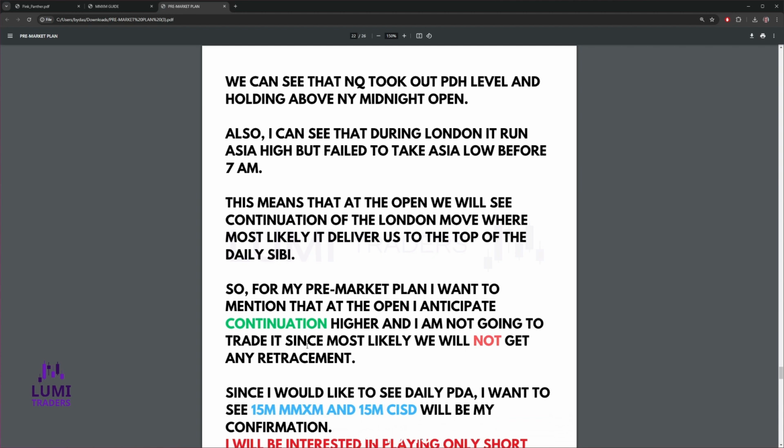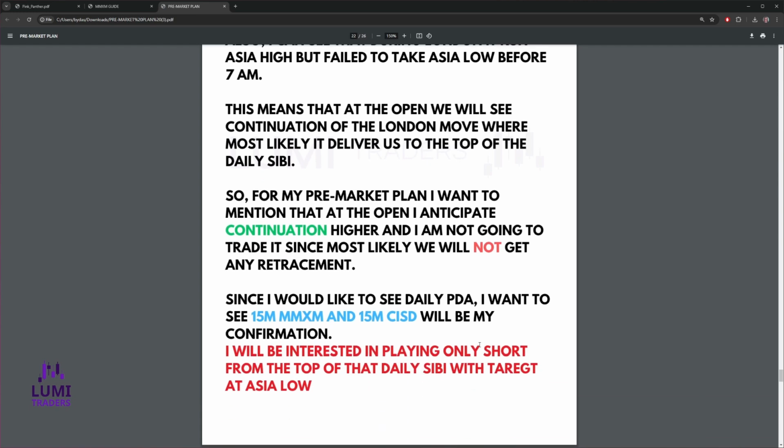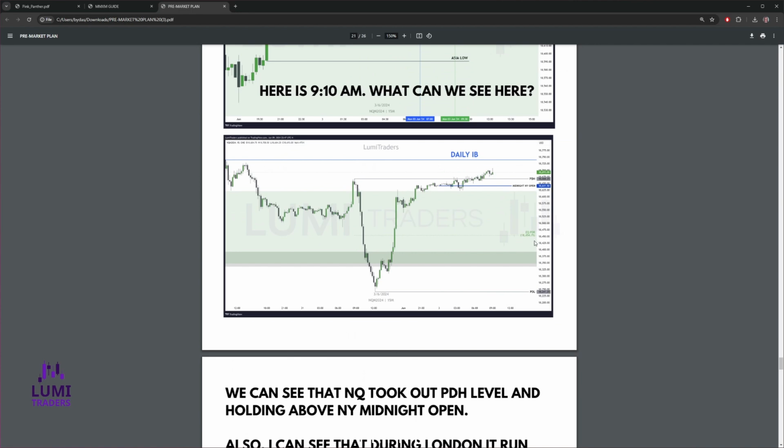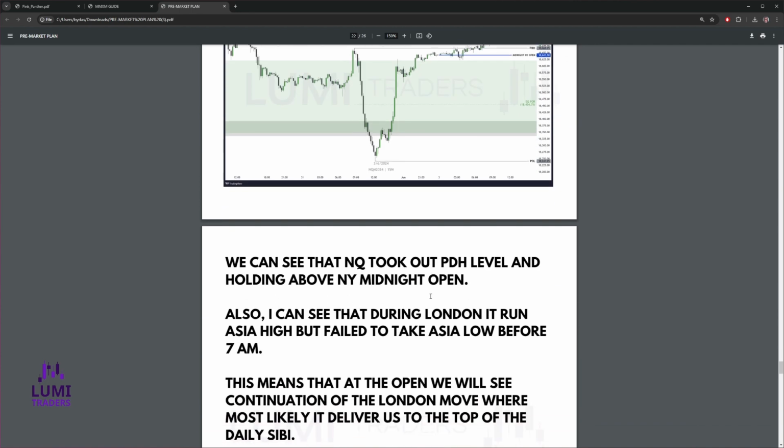We got two confirmations that price needs to go higher at the open. Since I would like to see the daily PD array, I want to see a 15-minute market maker model, and a 15-minute change in the state of delivery will be my confirmation. I will be interested in playing only short from the top of the daily fair value gap with a target at the Asia low, my first target once again, and my next target is going to be the equilibrium of the previous day range.